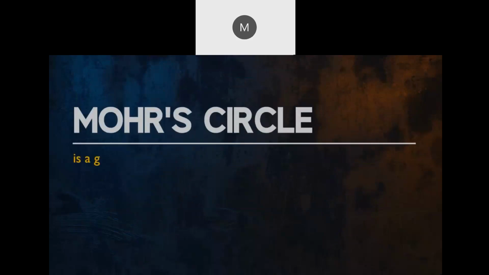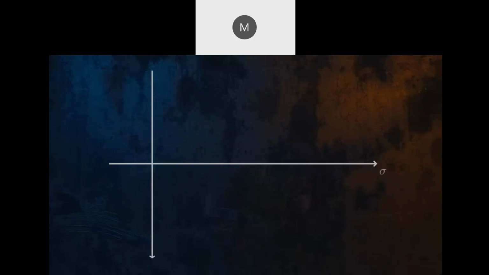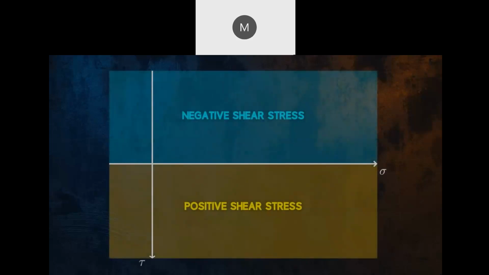Mohr's circle is a graphical method for easily determining the normal and shear stresses for different orientations of our stress element without having to use the stress transformation equations. Let's see how Mohr's circle is constructed. First, let's draw the horizontal and vertical axes. Normal stress is on the horizontal axis, and shear stress is on the vertical axis. We will plot positive shear stresses in the downwards direction.